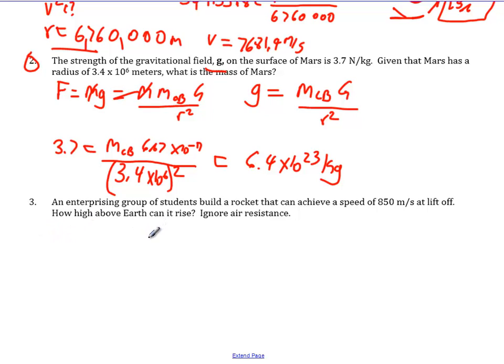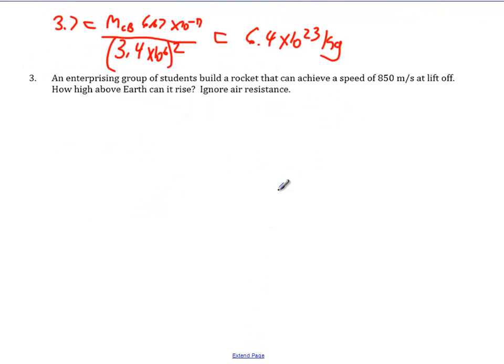All right. An enterprising group of students builds a rocket that can achieve a speed of 850 meters per second at liftoff. How high above Earth can it rise? Ignore air resistance. This is a conservation of energy problem. But the reason it fits in gravitation is because when you launch something at 850 meters per second, that's almost 3 times the speed of sound. It's going to go really, really high.